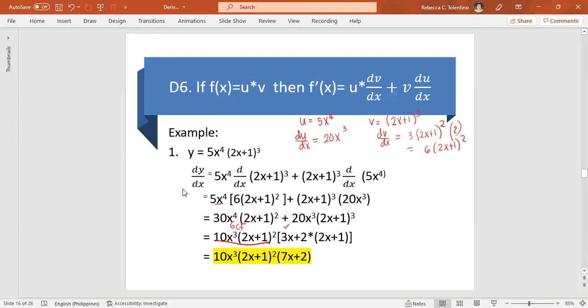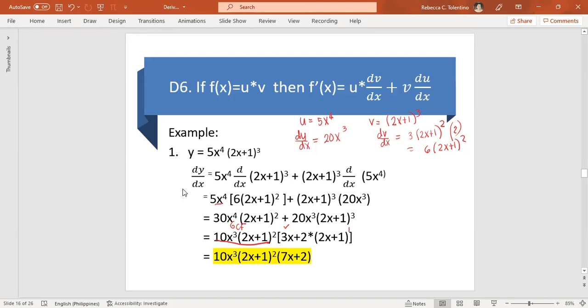Now for the second term, 20 over 10 is 2. x cubed will cancel out. Our 2x + 1 is raised to the third power. We only have (2x + 1)² outside. So that means we still have 2x + 1 to the first power left inside the bracket.